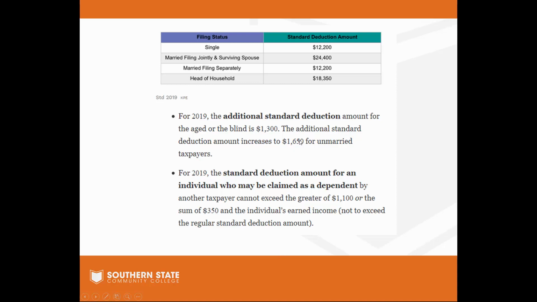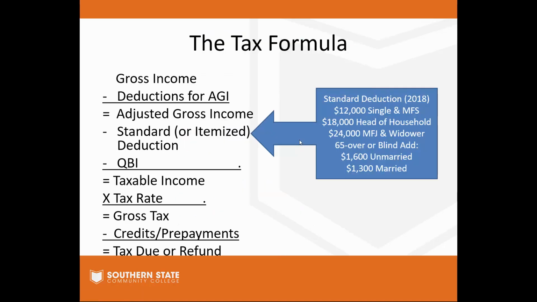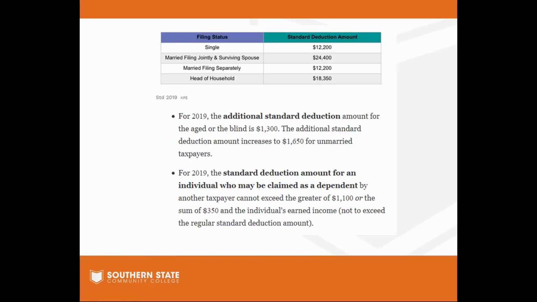Just a quick note, those amounts that you're looking at there for 2018, those are indexed. The IRS changes those every year and usually bumps them upward. So in 2019, for returns filed in 2020, those amounts all go up about $200 to $400 right there.